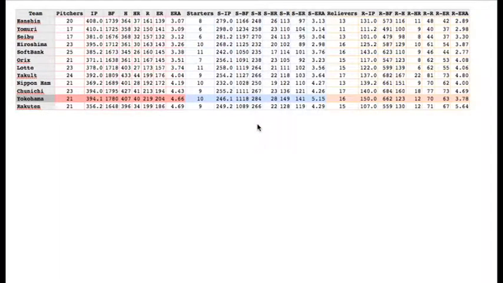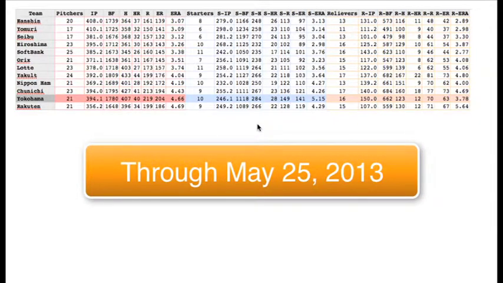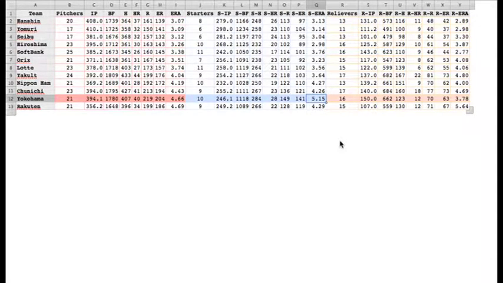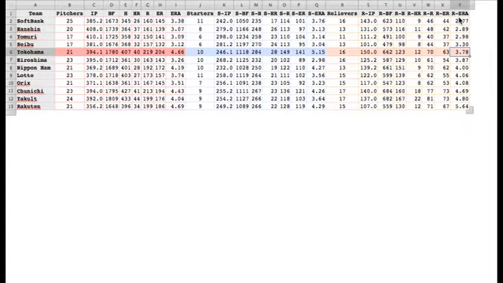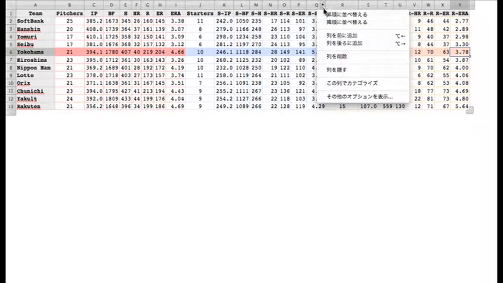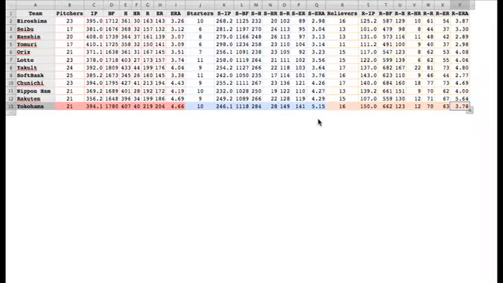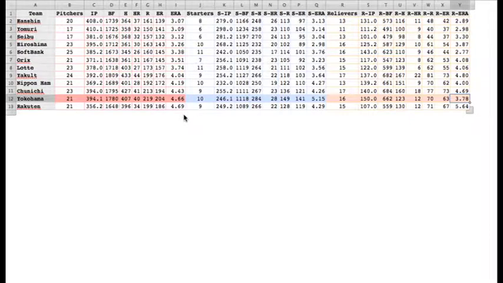So, I crunched the numbers and found that, through the end of play on Friday, May 25th, Yokohama's starters suffer from a 5.15 earned run average compared to their relievers, who have a respectable 3.78 ERA. That places Yokohama's relief corps in third place in the Central League and fifth place among all 12 Pro Yakyu teams. Starters, on the other hand, are in dead last for both the league and NPB, and they are doing so by almost a full run per nine innings, while the team overall is actually just slightly better than Nocten.